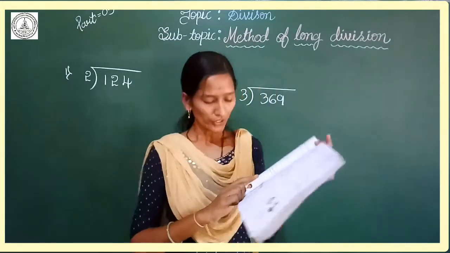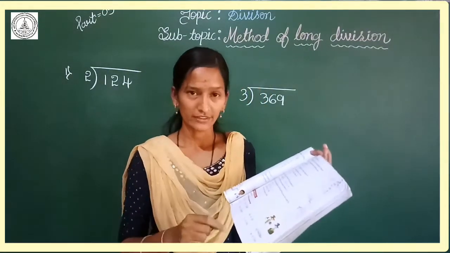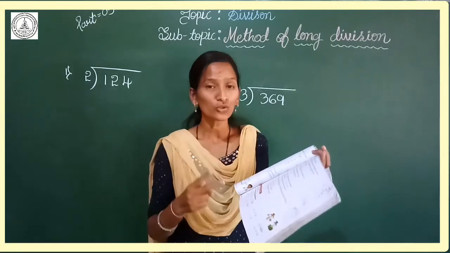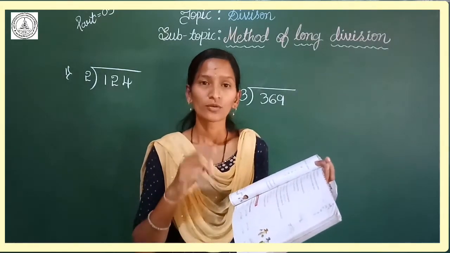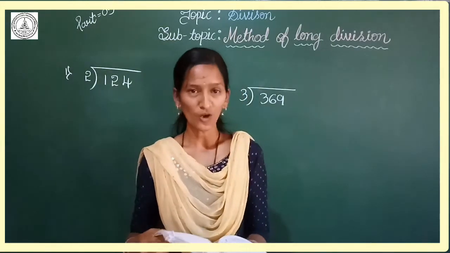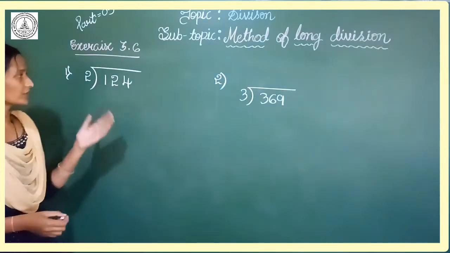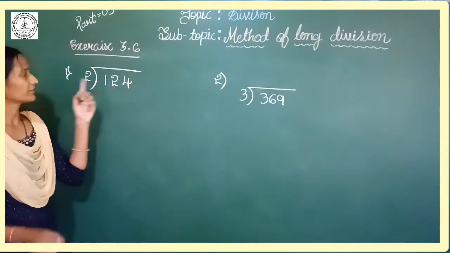So students, in exercise number 3.6 the total number of problems is 8. Now I will show how to solve only the first and second problems. The remaining 6 problems you have to do at home. So students, this is exercise number 3.6. The first problem: 124 divided by 2.